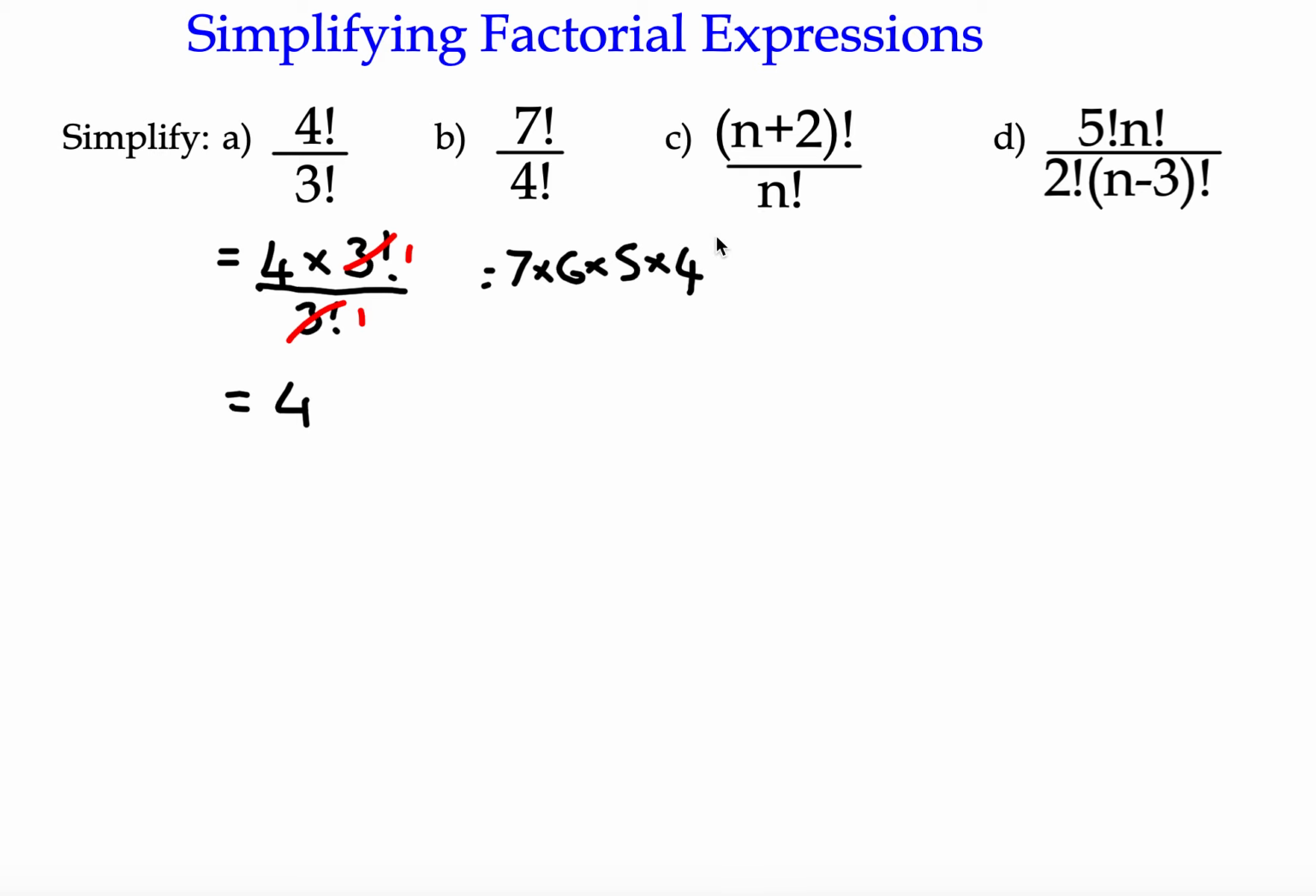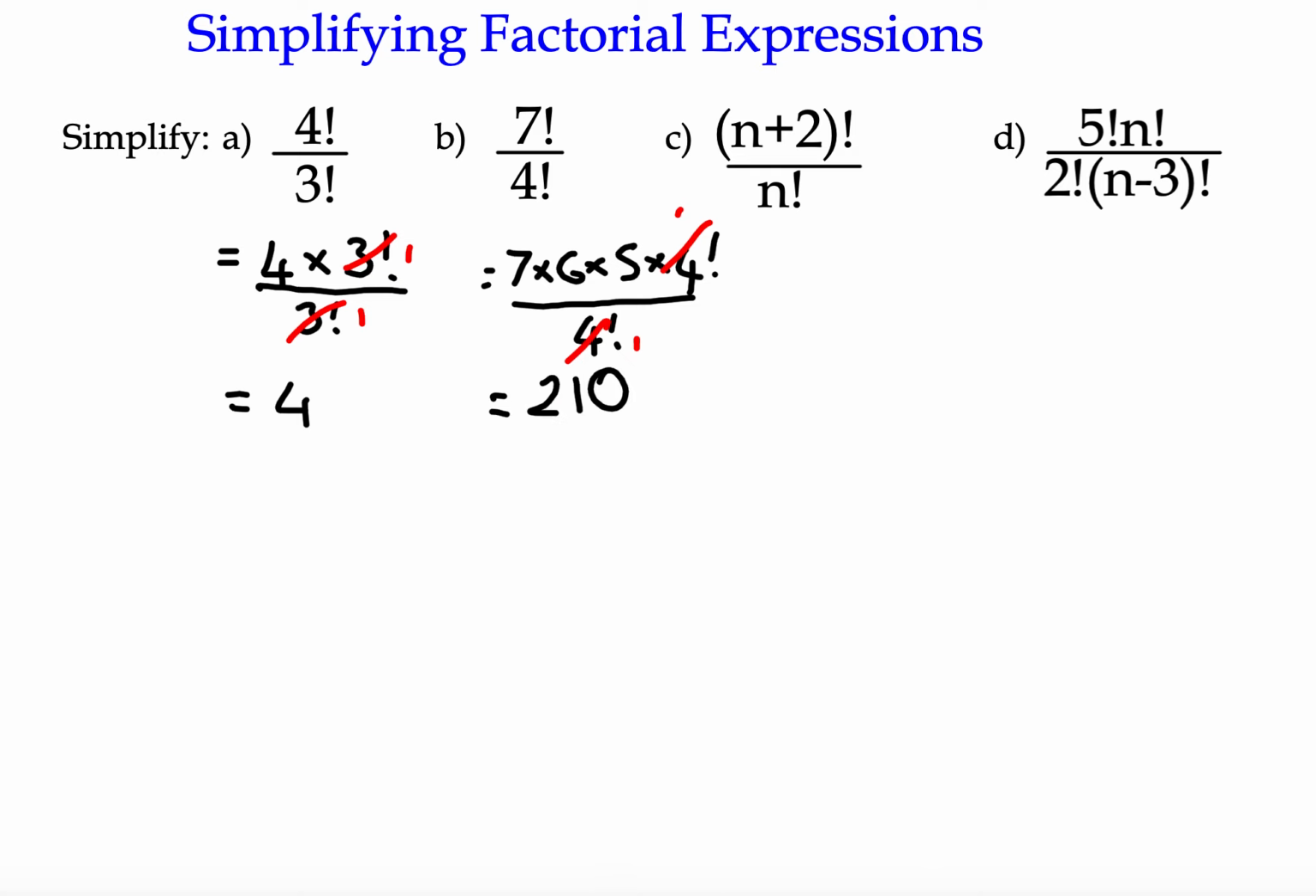Because I've got 4 factorial on the denominator, I can say times 4 factorial, and I've got my wee dividing line divided by 4 factorial. So again, we can divide through by the factor of 4 factorial, which leaves us with a simpler calculation to do, which is just 7 times 6 times 5. 6 times 5 is 30. 7 multiplied by 30 is 210.